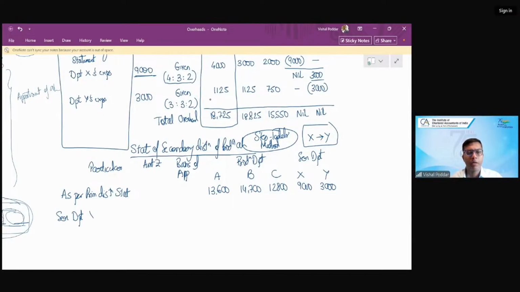Service department expenses. The amount which I have to distribute is 9,000. The ratio is given, and the ratio is 4, 3, 2, and 1. 1 is of Y. Correct? Very good, Meenu.